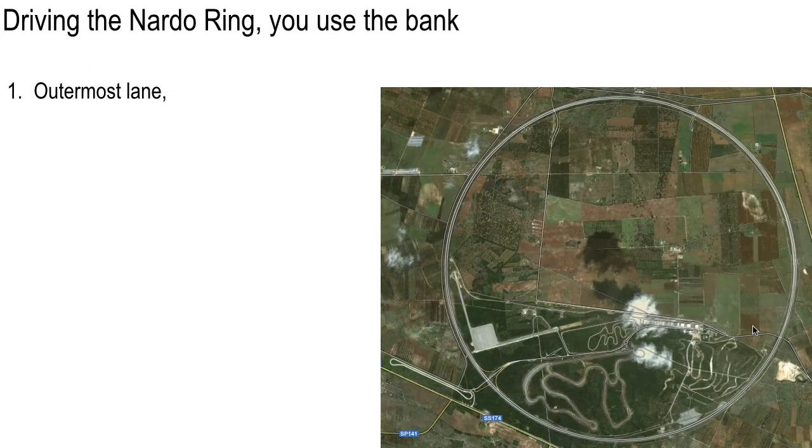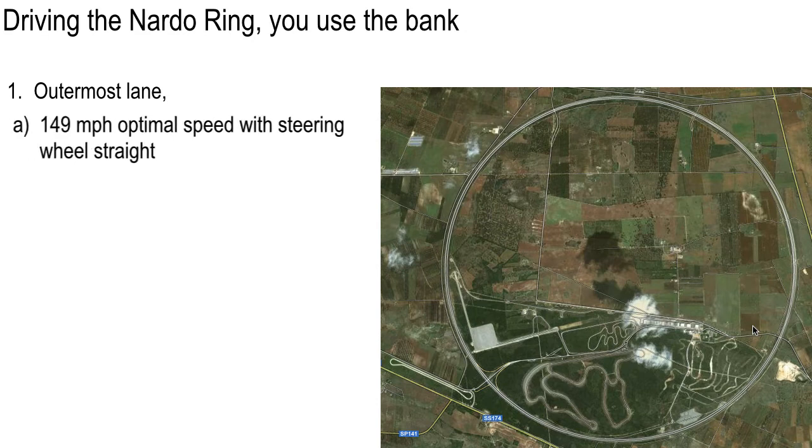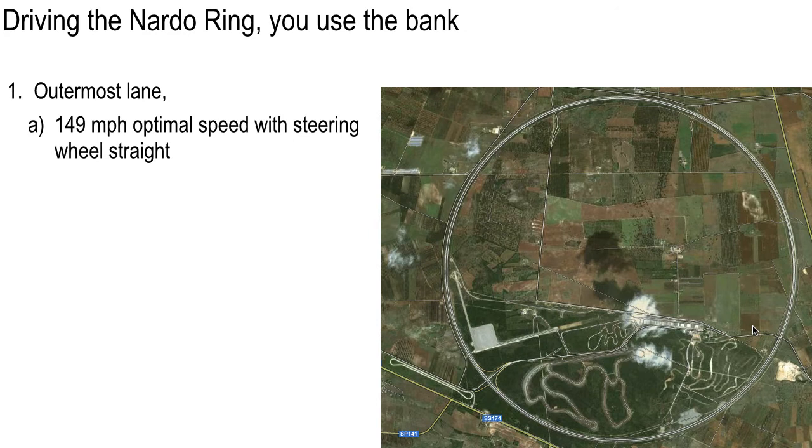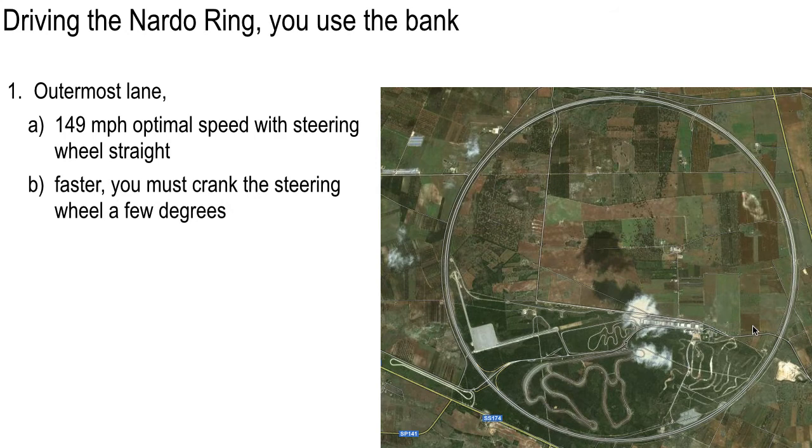Okay, now, we also talked about the Nardo Ring. And just to review this, it is a circular test track in the south of Italy, down in the boot heel. And it was built a number of years ago for testing automobiles. Basically, endurance runs to see how long their machines would go before they break down or boil over or whatnot. The outer ring is designed for an optimal speed of 149 miles per hour. And that is with the steering wheel straight.